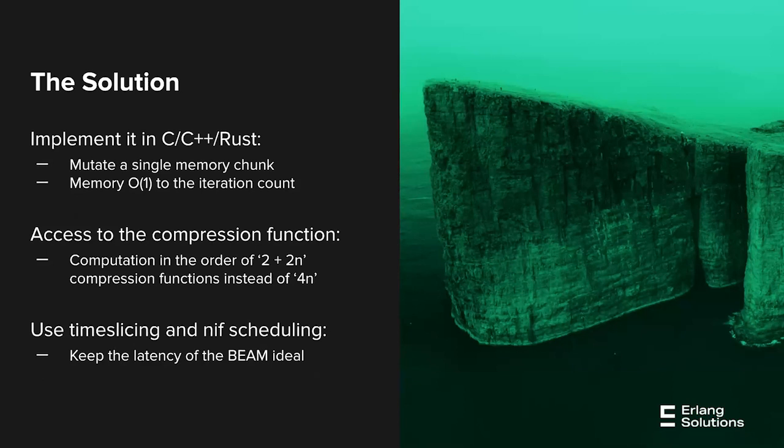So the solution implemented is PBKDF2, designed for use in C, C++, Rust, whatever. I implemented it in C, taking some parts that were already implemented in an open source project. I just made some adaptations and plugged it into an NIF, so access to the compression function. Half of the time it uses some fancy time slicing and NIF scheduling, so everything runs fantastically on the BEAM.